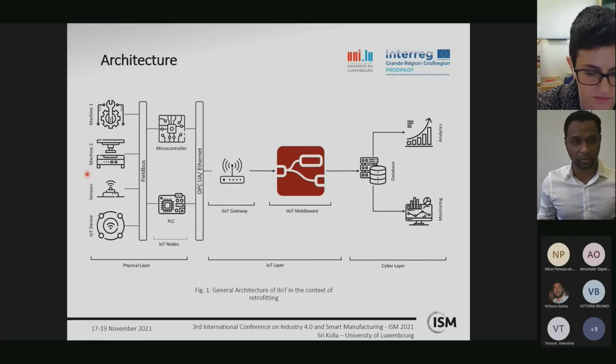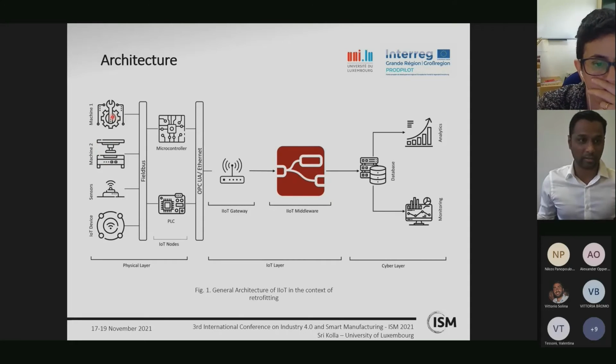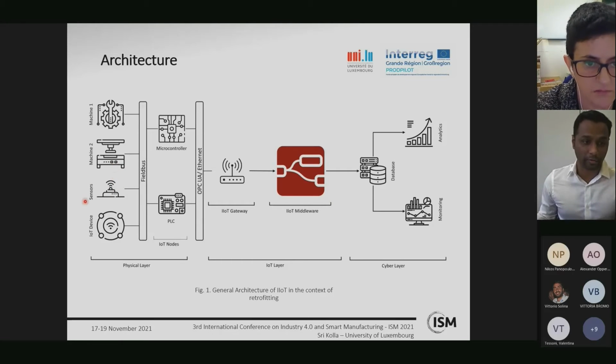At the beginning of the retrofitting, you do not have any infrastructure other than the machines. So the machines are legacy machines, and they have neither data connectivity nor the capacity to generate or transmit the data. Therefore, the first thing is to retrofit sensors to the existing machines. So they also fall under the physical layer.